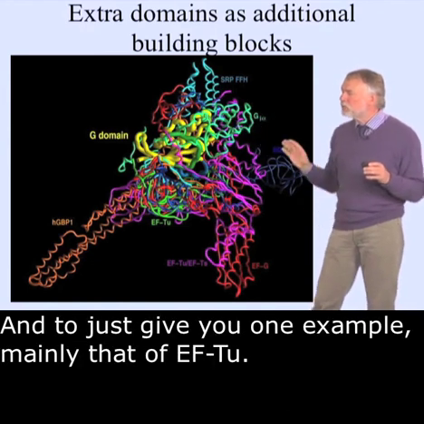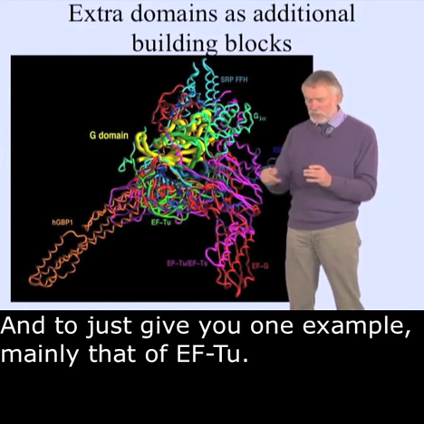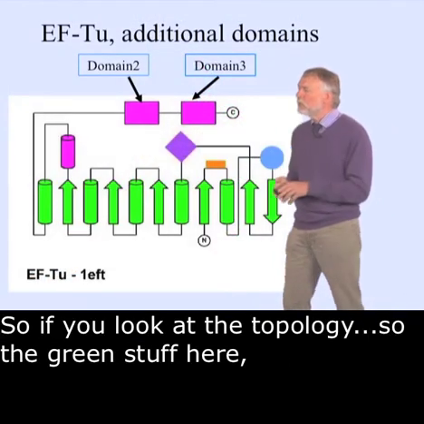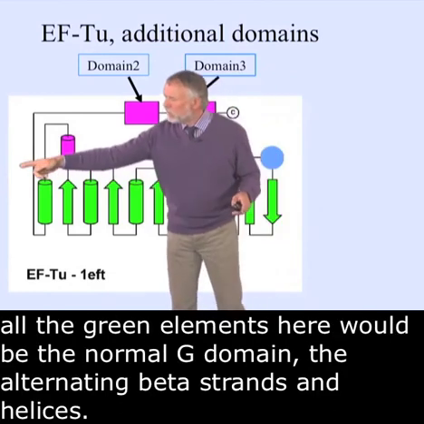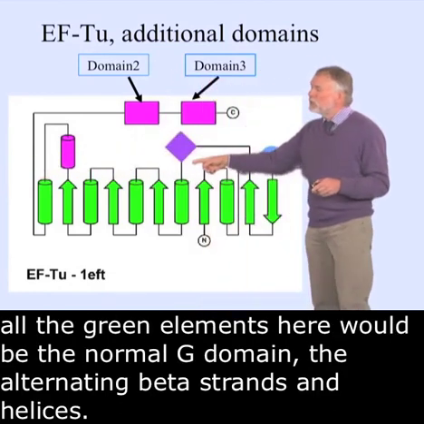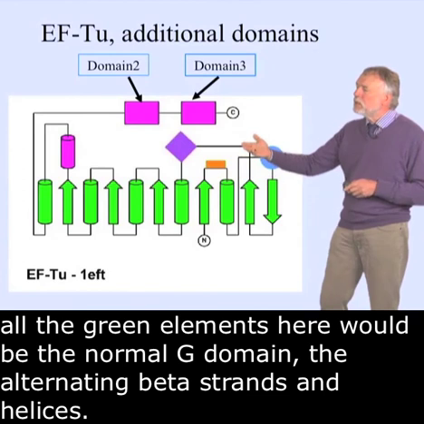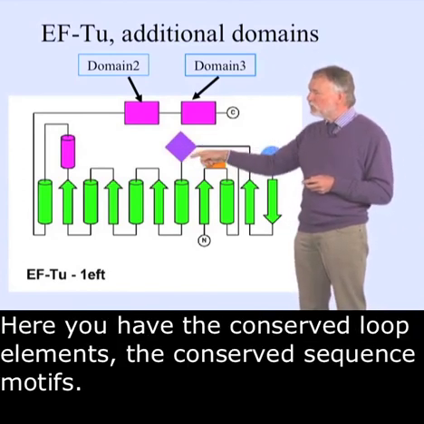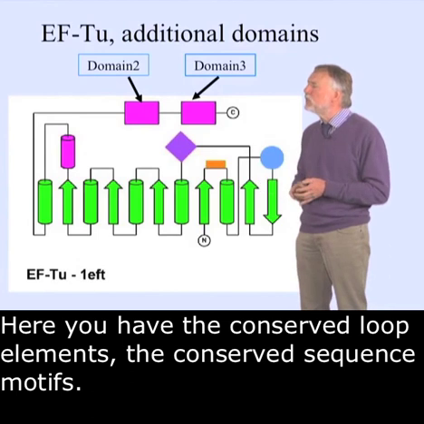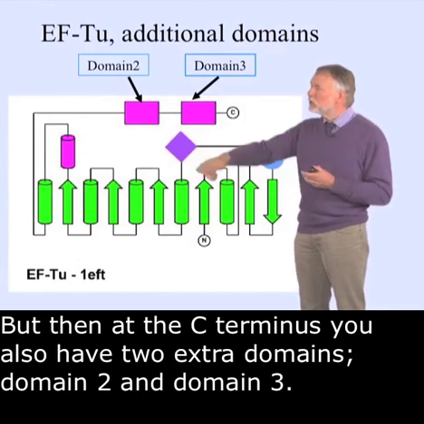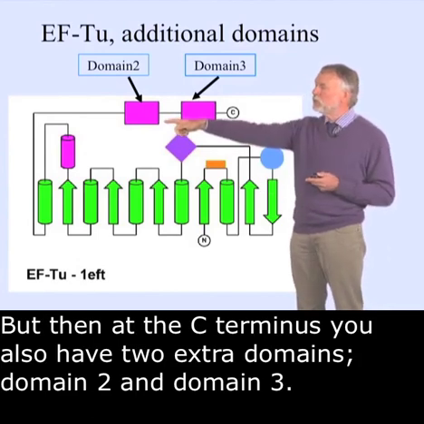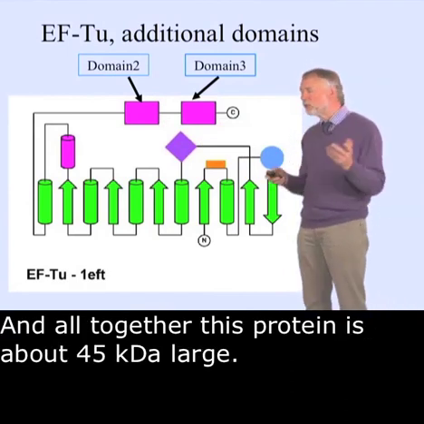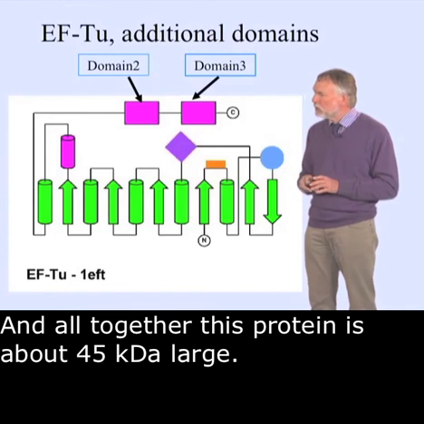And just to give you one example, namely that of EF-Tu. If you look at the topology, all of the green elements here would be the normal G domain, the alternating beta strands and helices. You have the conserved loop elements, the conserved sequence motifs. But then you also have at the C terminus two extra domains, domain 2 and domain 3. And altogether, this protein is about 45 kilodalton large.